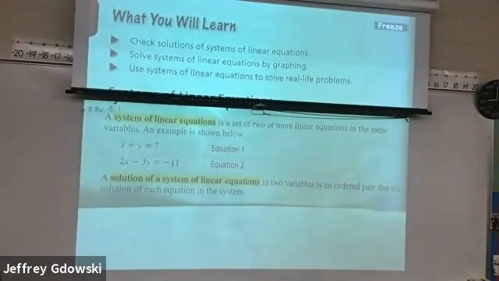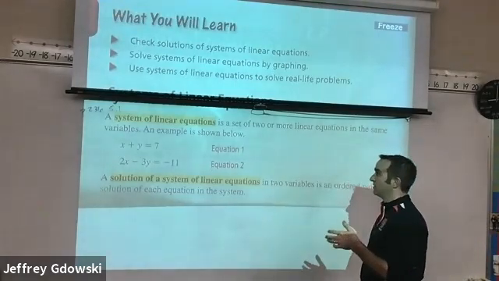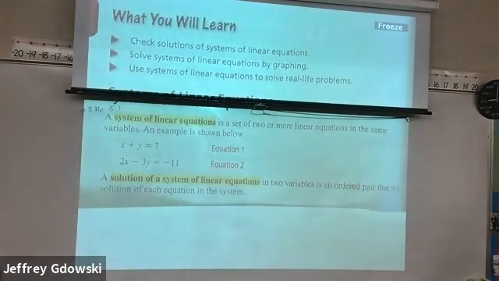Okay, so chapter 5 is all about systems of equations. And here you can see our definition. It's a set of two or more linear equations with the same variables. With the same variables means the same thing. So two or more linear equations, which means we can put them into y equals mx plus b.